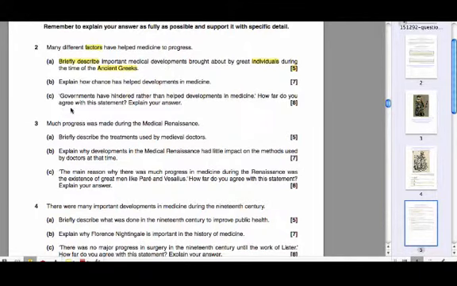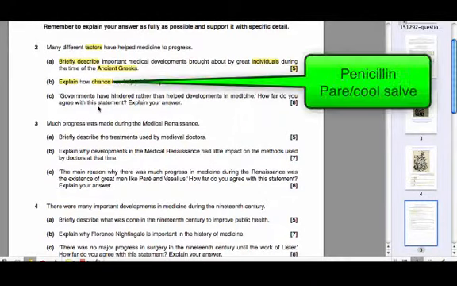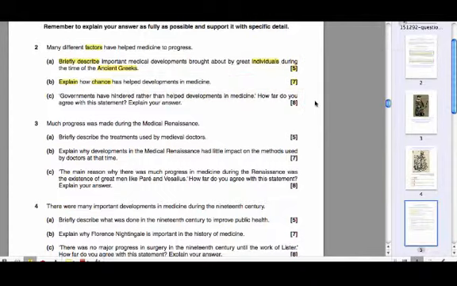Question 2b is an explain question. And the thing you're trying to explain is how chance helped developments in medicine. So the focus for this is chance, and you need to consider anything to do with chance or luck that helped medicine to develop. And because it's a 7-mark question, you're looking to explain 2 separate things, 2 separate occasions when chance has helped developments in medicine.